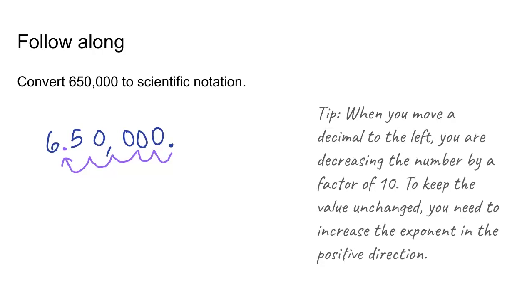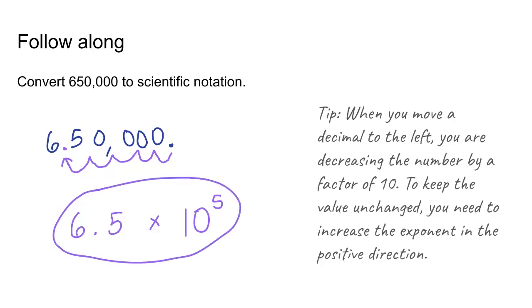the left, which means the resulting coefficient will be 6.5 times 10, and in this case, I moved the decimal point 5 units to the left, so the exponent will be positive 5, which makes sense, because when you move a decimal to the left, you are decreasing the number by a factor of 10. So to keep the value unchanged, you need to increase the exponent in the positive direction. So the answer is 6.5 times 10 to the 5th power.